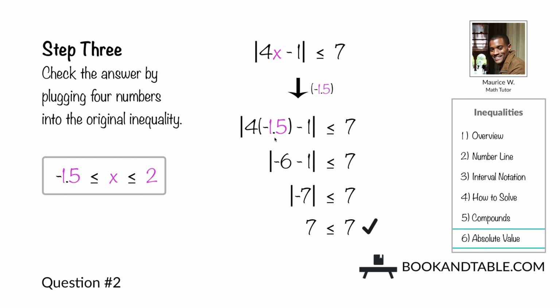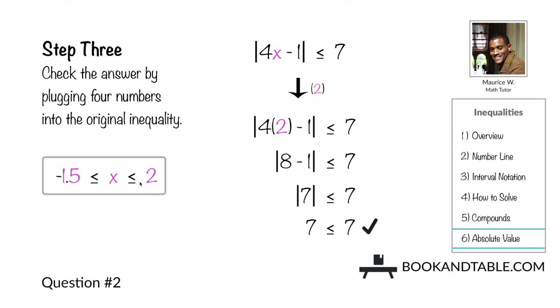4 times negative 1.5 is negative 6. Negative 6 minus 1 is negative 7. And the absolute value of negative 7 is 7, giving us the true statement 7 is less than or equal to 7. So by plugging in negative 2 and negative 1.5, we see that the left side of this inequality works. So now we want to test the right side.